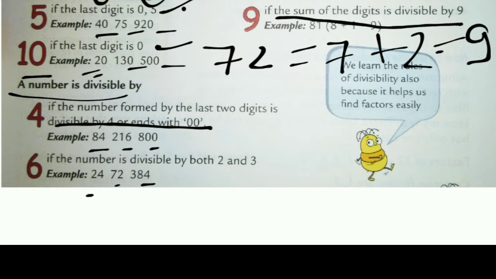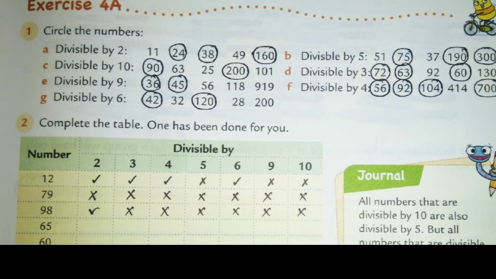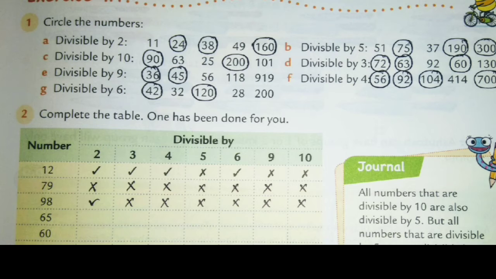Got it? Now, we'll start exercise 4a. Circle the numbers that are divisible by 2. So, what is the rule for 2? The last digit is 0, 2, 4, 6 and 8. In this one, we will observe and then we can circle it.